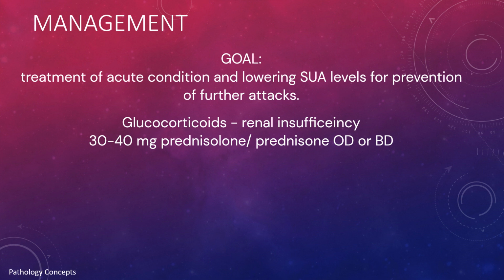Glucocorticoids are recommended in gout patients in whom NSAIDs and colchicine are contraindicated. These agents are also drugs of choice for patients with renal insufficiency.